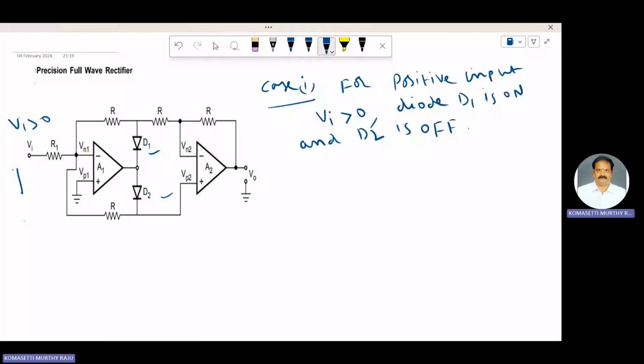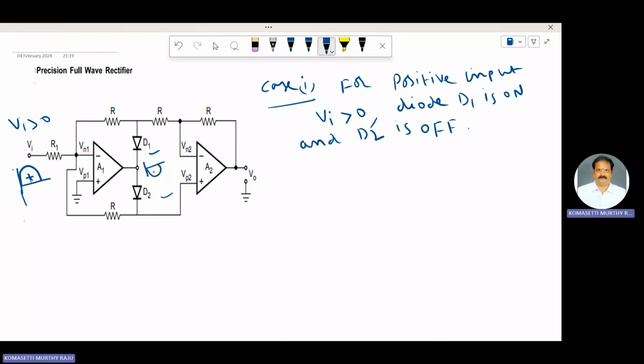Vi is greater than 0. Positive half cycle. This one is the positive half cycle of that sine wave applied here. Vi greater than 0 means a positive going half cycle. This one is the inverting op amp, inverting amplification.